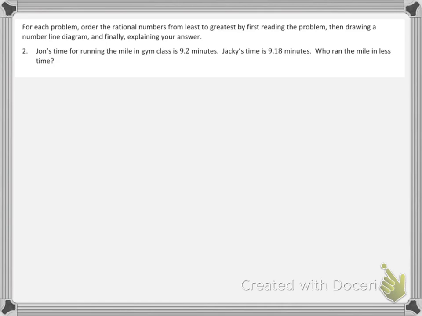by first reading the problem, then drawing a number line, and finally explaining your answer. So we've got John's time in running the mile in gym class was 9.2 minutes, and Jackie's time is 9.18 minutes.